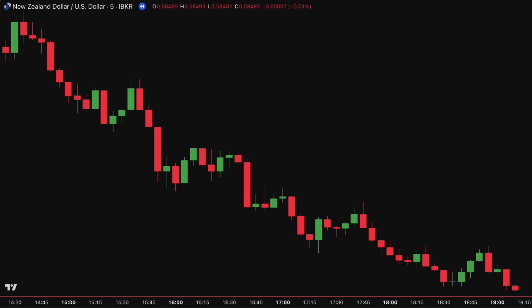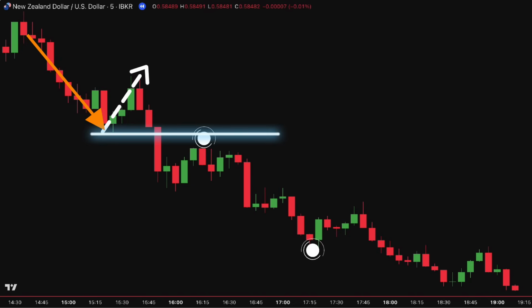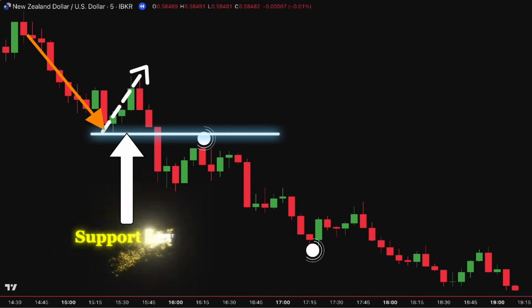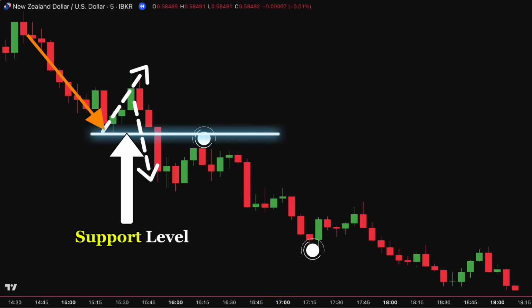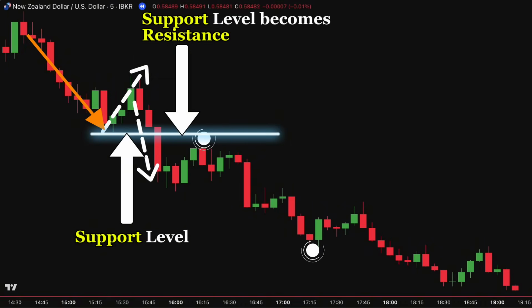Now flip the scenario. In a downtrend, the market is making lower highs and lower lows. It pushes down in an impulsive move, then retraces slightly upward. That lowest point just before the retracement began is a support level. Price paused there before pulling back. But if the market then loses momentum again and breaks below that support level, what happens? That level now flips into resistance. We call this a support turned resistance level.